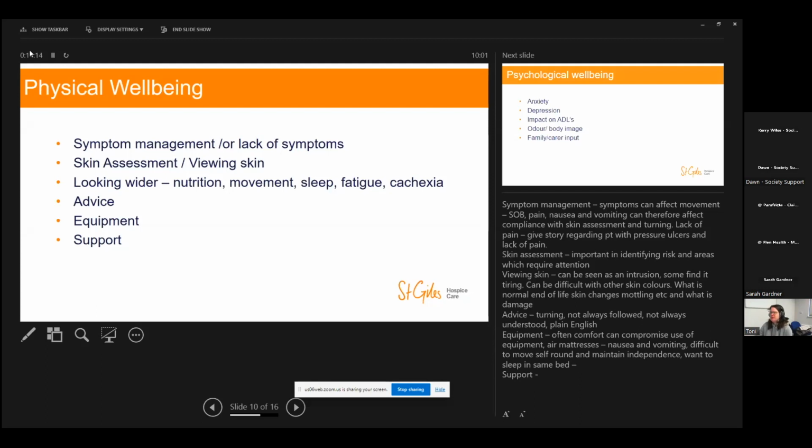Skin assessment as well is vitally important, and viewing the skin is really important, but that can be problematic sometimes in the context of those symptoms. We also need to think wider with our physical well-being, so things like nutrition, movement, sleep, fatigue, cachexia, really trying to think about what is normal towards end of life as well.